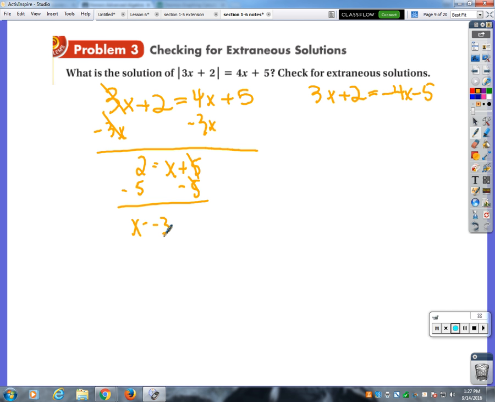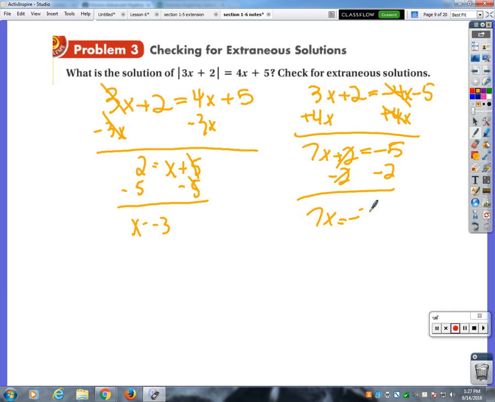Over here I do the exact same thing, but now since this is negative, what am I going to do to start this instead? I'm going to add 4x so I can keep my x's positive. So 7x plus 2 equals negative 5. Now what? Subtract 2 from both sides. Negative 7. So 7x equals negative 7, which means x equals negative 1.